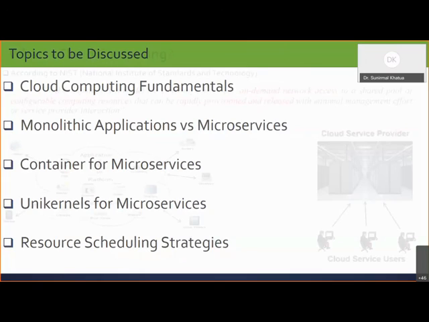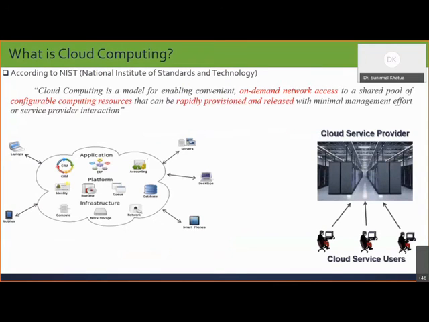So let's start with some brief fundamentals on cloud computing. I hope all of you now know what a cloud is. This point is to discuss the definition of the cloud. Simply, we can say that in a cloud environment there are two parties involved. One is called the cloud service provider, who has an enormous amount of computational resources, basically blade servers.